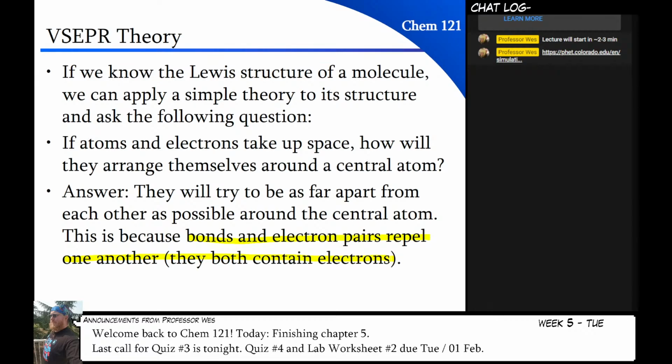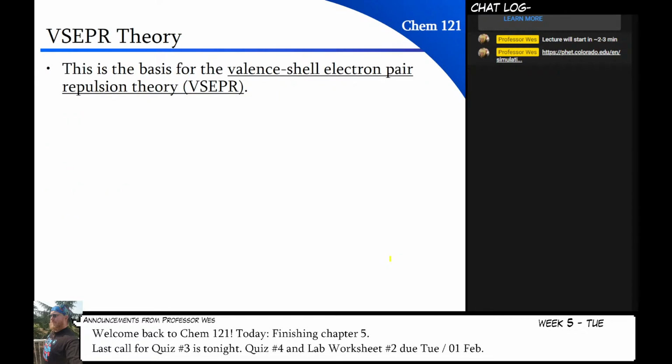This is the premise behind VSEPR theory, also known as valence shell electron pair repulsion theory. I'm saying that on purpose really quickly to make it sound intimidating, but in reality, it makes sense. We know all of these terms. So valence shell, these are the electrons that we are working with because they live on the outside of the atom. Electron pair, all the electrons are paired either as a bond or as a non-bonding electron pair. And then repulsion, electrons repel.